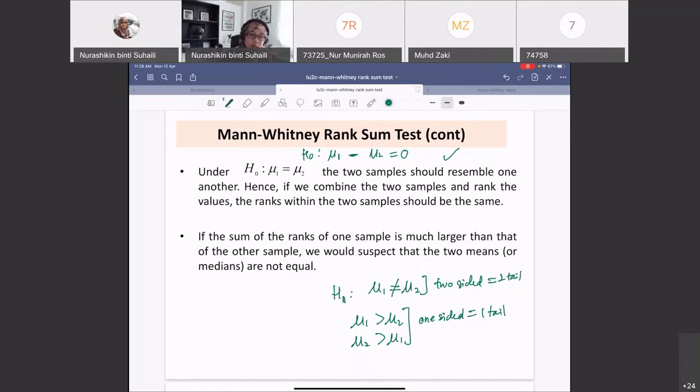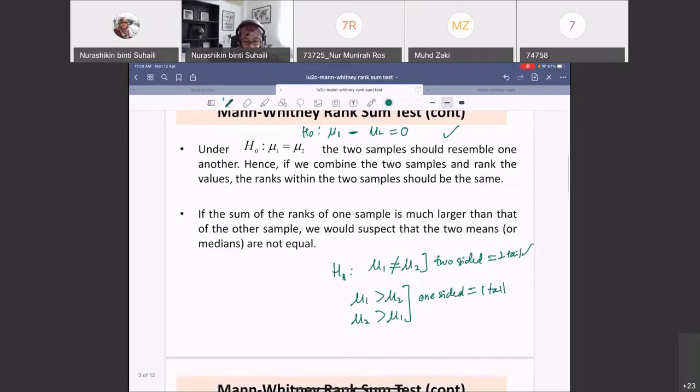So it sounds generic. We don't know. I mean, we don't specify which one is bigger than which. So you can use the first, this one of the two-sided case situation. Okay. So that's how you construct the alternative hypothesis.